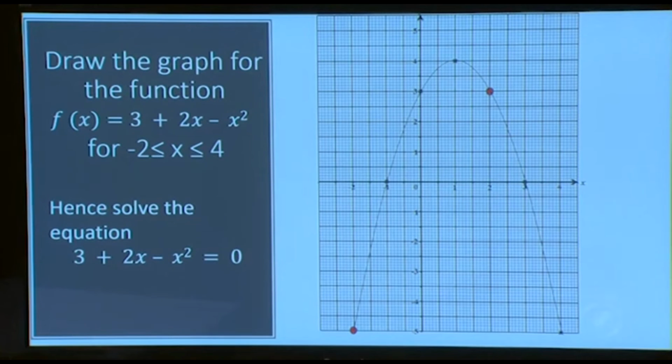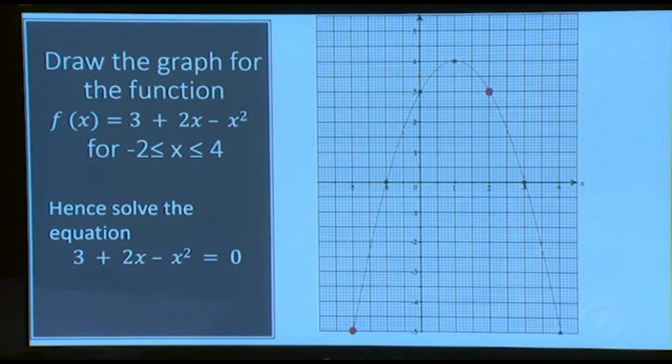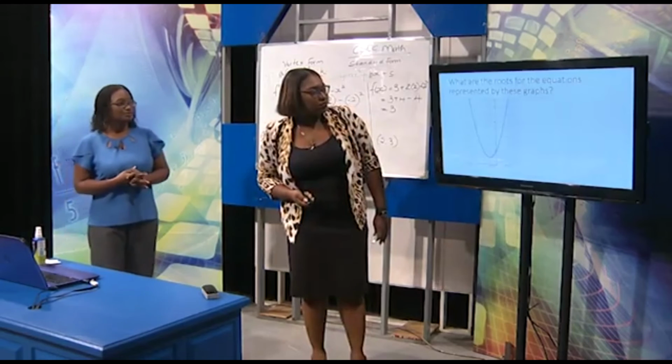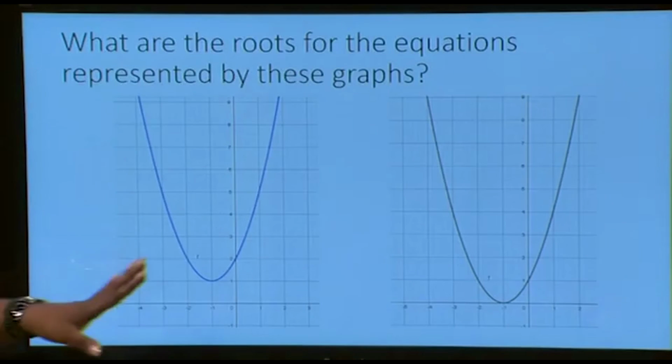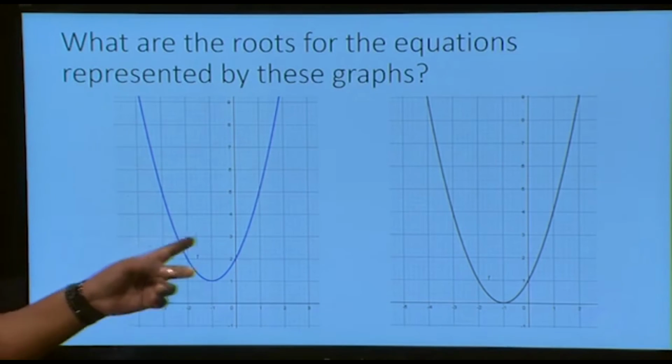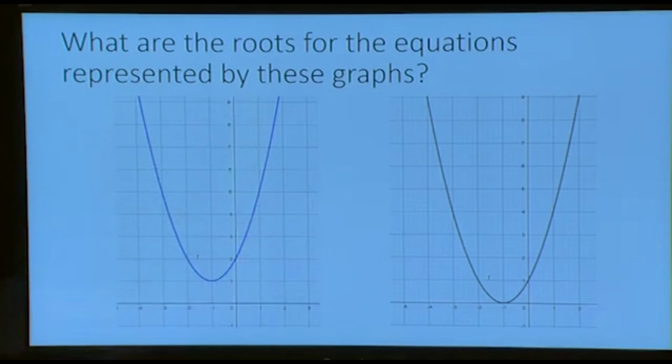Now, we could also go ahead and solve this through factorization, which we had done before. You can bring that up on the screen. If we solved using factorization, we would still get the same results. Now, let us look at these two graphs. As was stated before, just by looking at the graph, Karima, we can identify the roots of the graph. The roots of the graph are where the graph cuts the x-axis.